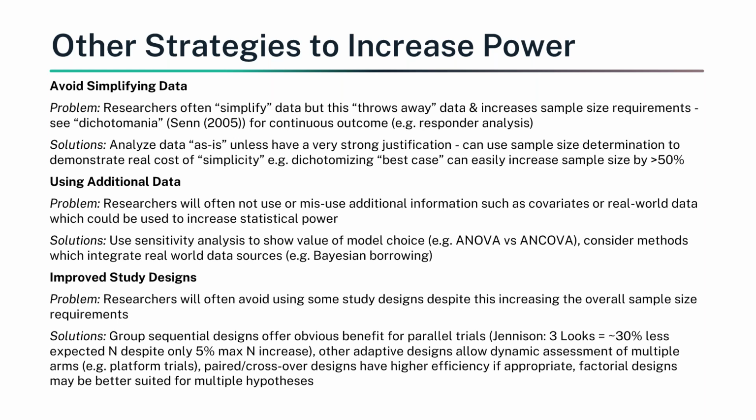So analyze your data as is, unless you have a very strong justification, like a medical justification, for turning continuous data into categorical data. You can massively increase your power compared to the case where you did that responder analysis, that dichotomization. As I said, you could easily increase the sample size by 50% by just making that one choice to turn continuous data into binary data.